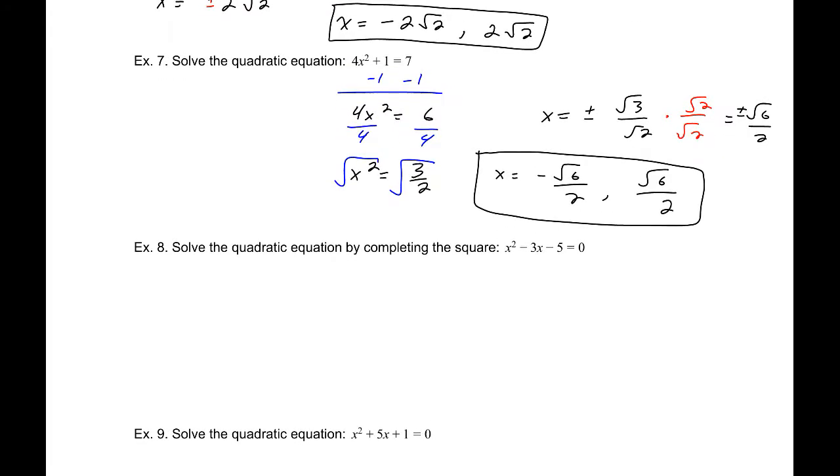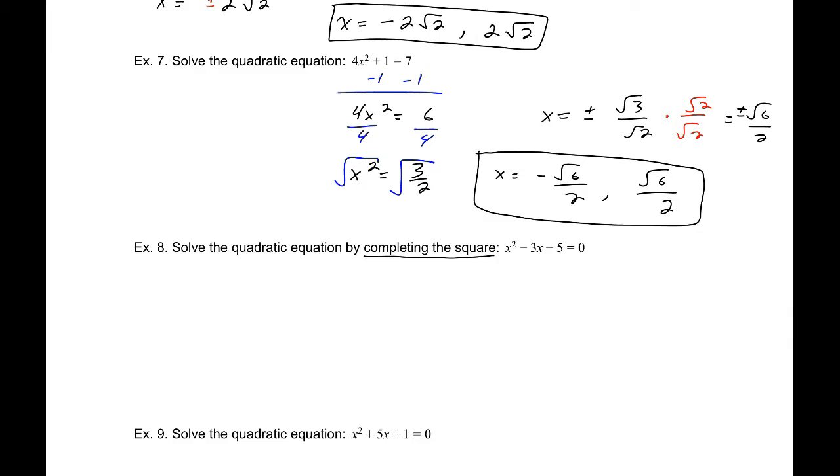Next, solve this by completing the square. Slightly different tactic here. When we deal with completing the square, and sometimes this will work when things don't factor, which, as you could see, those last two wouldn't have factored because our solutions are not integer answers.